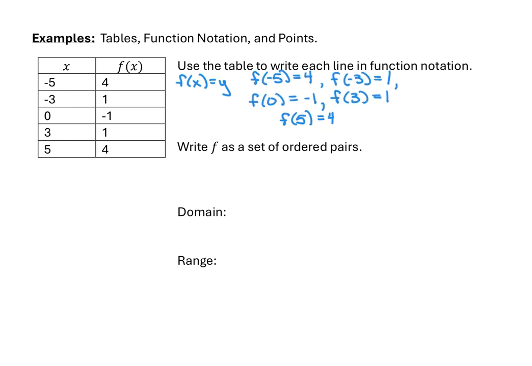All right, we also want to write these as a set of ordered pairs. And so remember, ordered pairs are always x comma y. Okay, we're writing as points. So we have (-5, 4), (-3, 1), (0, -1), (3, 1), and (5, 4).